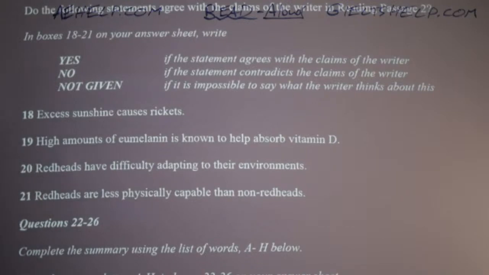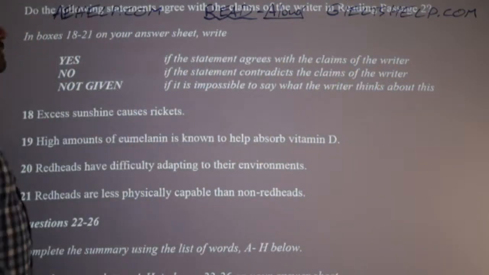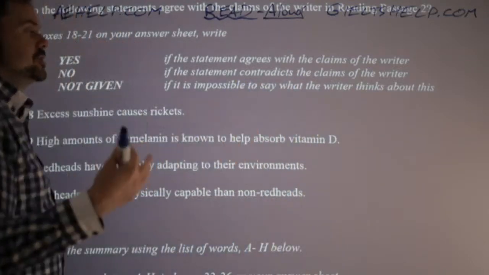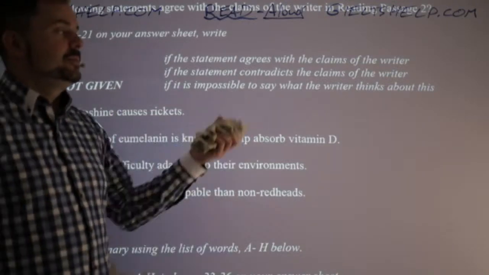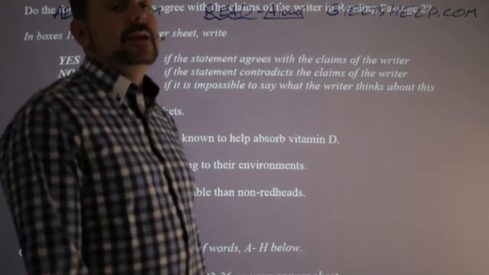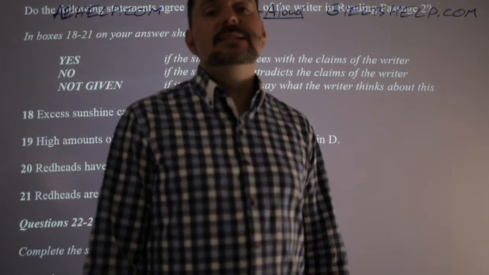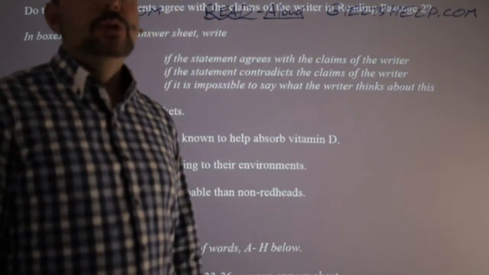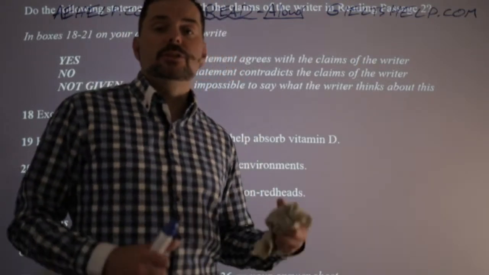Okay, now we shall answer these yes, no, not given questions. So if the statement agrees with the writer, it's a yes. If the statement contradicts, is the opposite, or does not agree with the writer, then it's a no. And if we cannot figure out what the writer is thinking about that statement, then it's a not given. Okay, so here we want to use the basic if this, then that logic. First, we want to figure out if the statement is given or not given. And we do that by identifying whether or not the information is important to the passage.